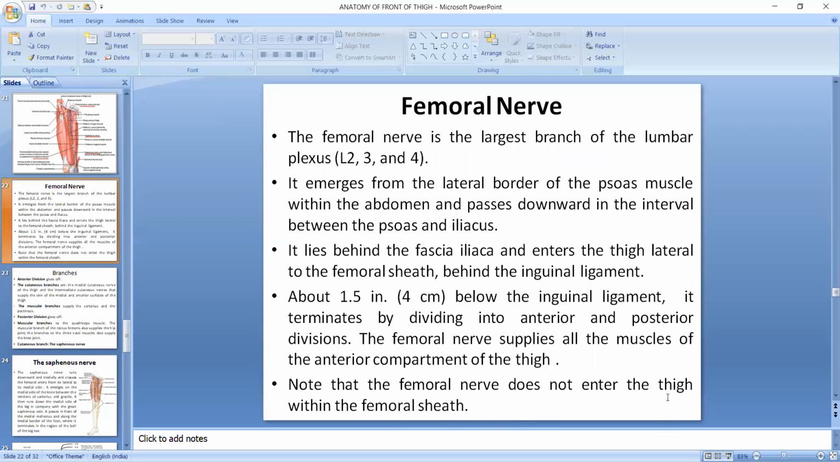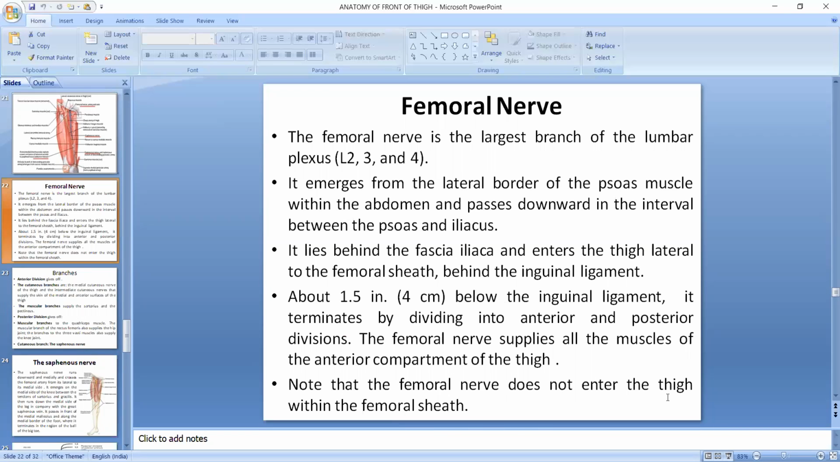Now we are discussing the femoral nerve. The femoral nerve is the largest branch of the lumbar plexus. It emerges from the lateral border of the psoas muscle within the abdomen and passes downwards in the interval between the psoas and iliacus. It lies behind the fascia iliaca and enters the thigh lateral to the femoral sheath behind the inguinal ligament, about 1.5 inch or 4 centimeter below the inguinal ligament.